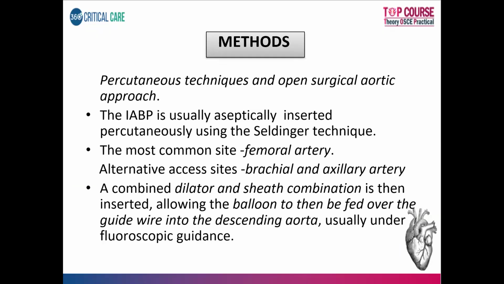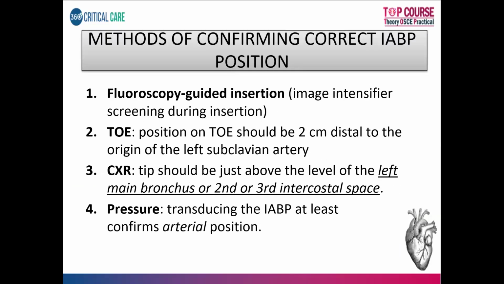Usually it is combined with the dilator and sheath combination, which is usually put into the descending aorta. There are various methods of confirming the position. That is either by fluoroscopic insertion or a transesophageal echo. Usually, when it is done, the tip should be 2 centimeters distal to the origin of the left subclavian artery. So that is the position that you need to have of the tip.